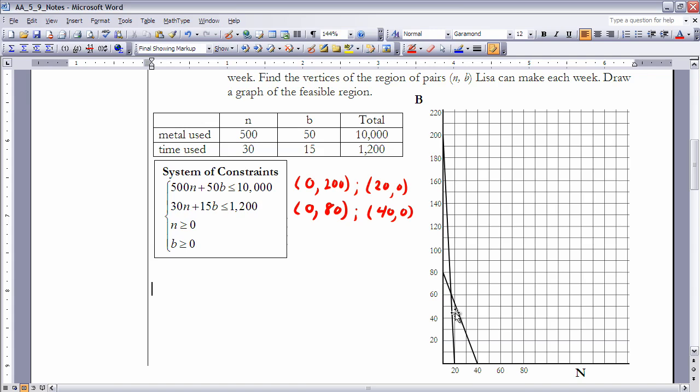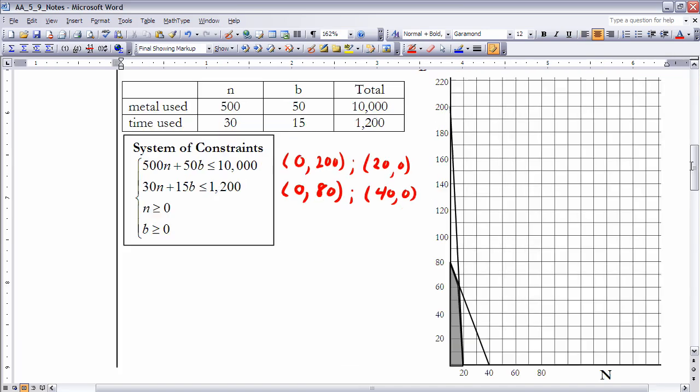Well, the feasible region has to be under both of these lines because they're less than or equal to, and then obviously it's in the first quadrant. So let's shade that region at this time. So this gray area then would represent the shaded region, or the feasible region shaded.